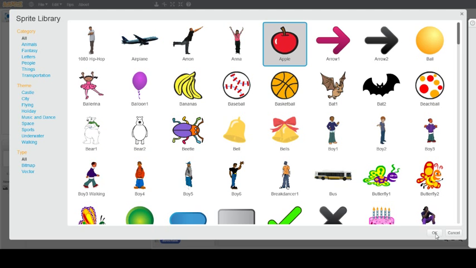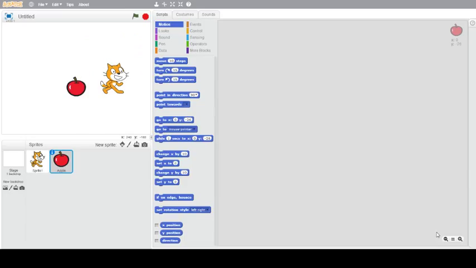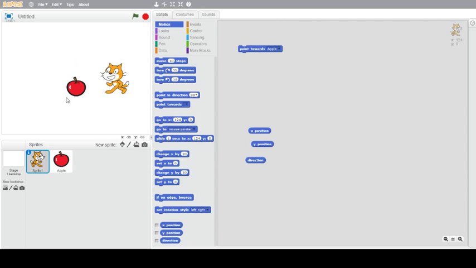Yum, apple. Kitties like apples, right? No, I want to click cancel. No. Alright, there we go. So, I have this beautiful apple here, and I can say point towards mouse pointer. It's anything that is physical other than the stage. So, point towards apple, or other factors on the stage. So, I could have this point towards the mouse pointer.